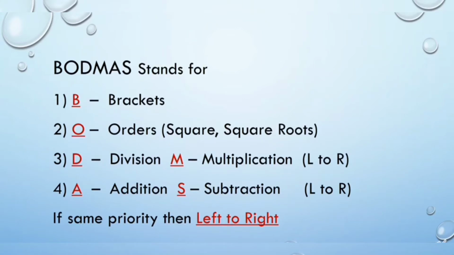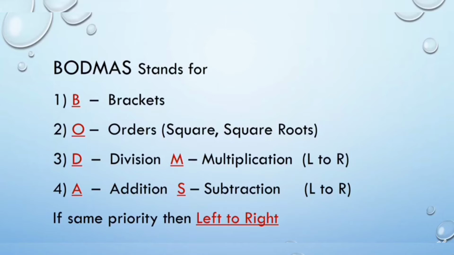Both have same priority. So if division and multiplication both come in one problem, then we need to apply the left to right rule. That is, as the operators are coming, we need to do. If there are multiplication and division coming together.